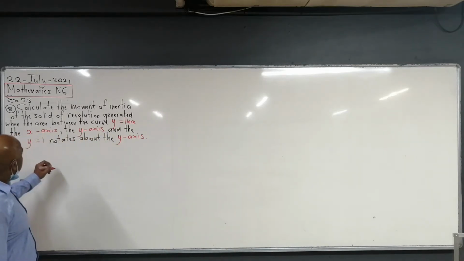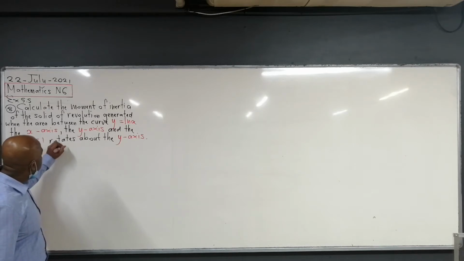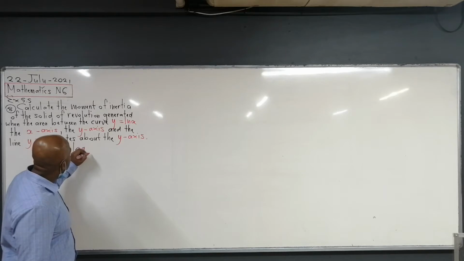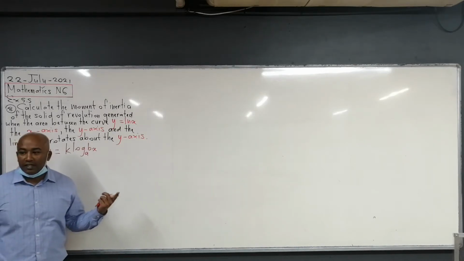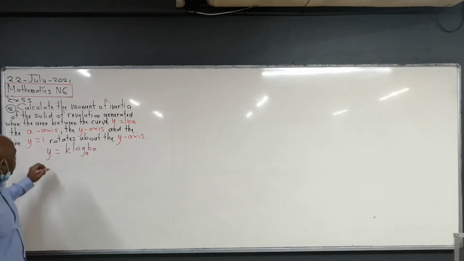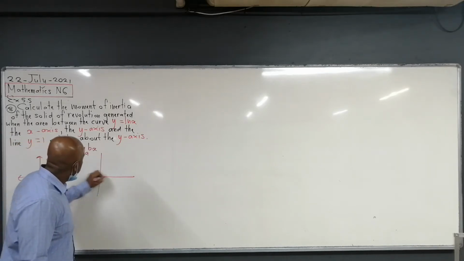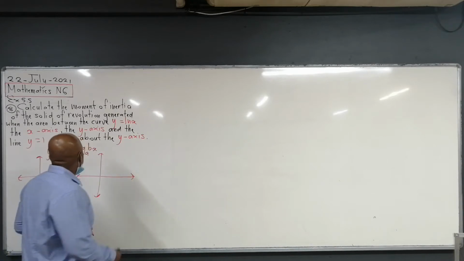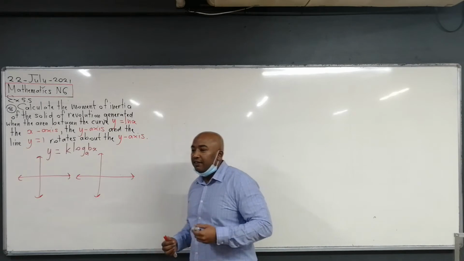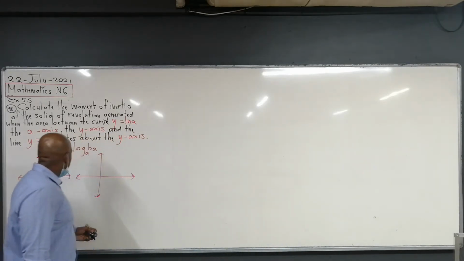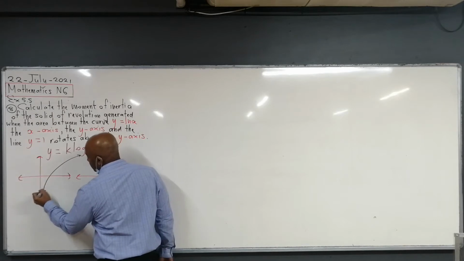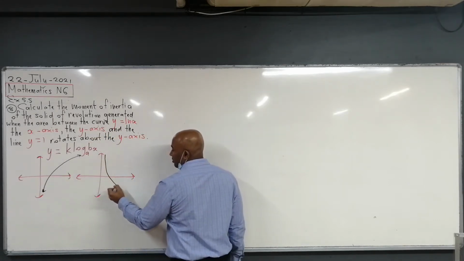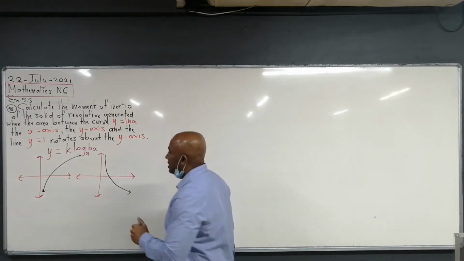So here, if I have y is equal to k log of, let's say, bx to the base a, so it's a log graph. Your ln is a natural log, it just has the base e there. So we could have one of two shapes. Your log graph is the inverse of your exponential graph, so it will only pass through the x-axis. It could be increasing, or it could be decreasing. That means as x gets larger, the y value decreases.